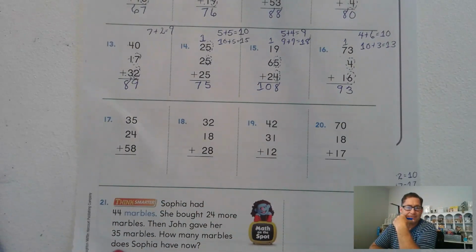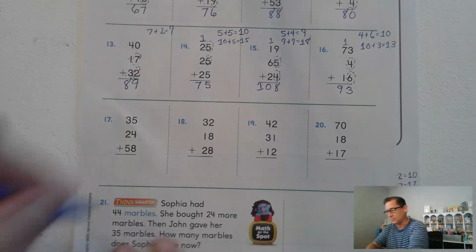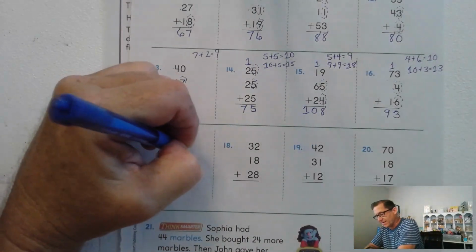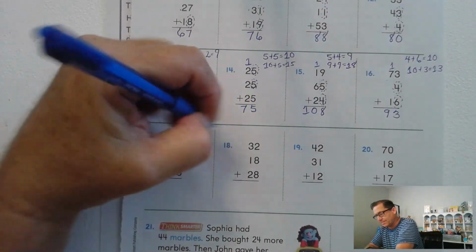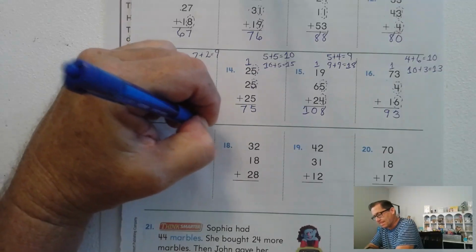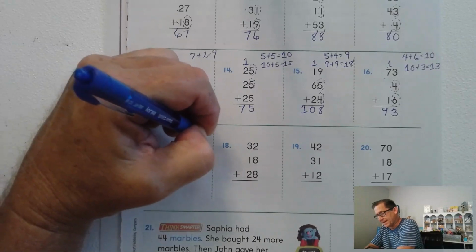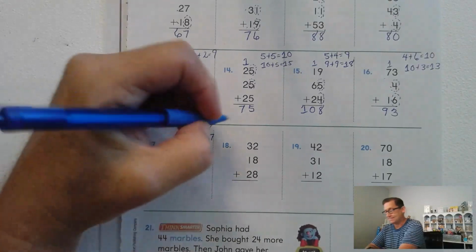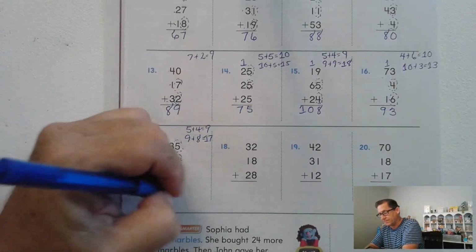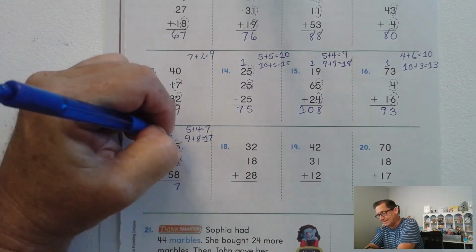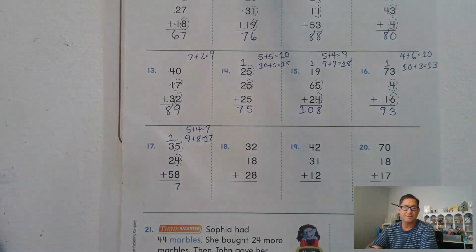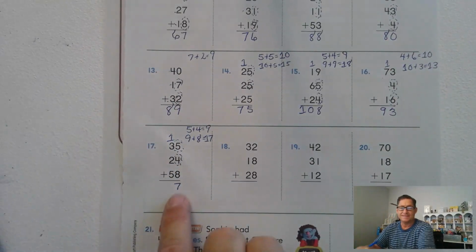Number 17. Okay, I can't make a 10 out of any combination of those. So I'm just going to go ahead and go 5 plus 4, which is 9. And 9 plus 8 is 17. Okay, regroup 17 as 1 ten and 7 ones. And now add the tens.